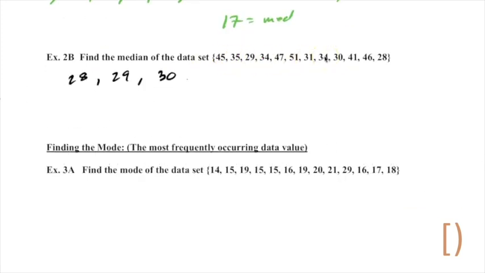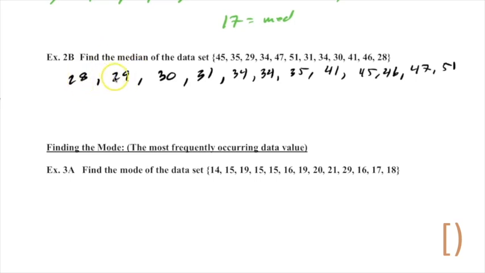Okay, find the median of the data set here. First, I'll rearrange it: 30, 31, 34, 34, 35, 41, 45, 46, 47, and 51. Now, the reason I'm doing this one, even though we did the last one, is this has an even number. 1, 2, 3, 4, 5, 6, 7, 8, 9, 10, 11, 12. There's not going to be a middle.